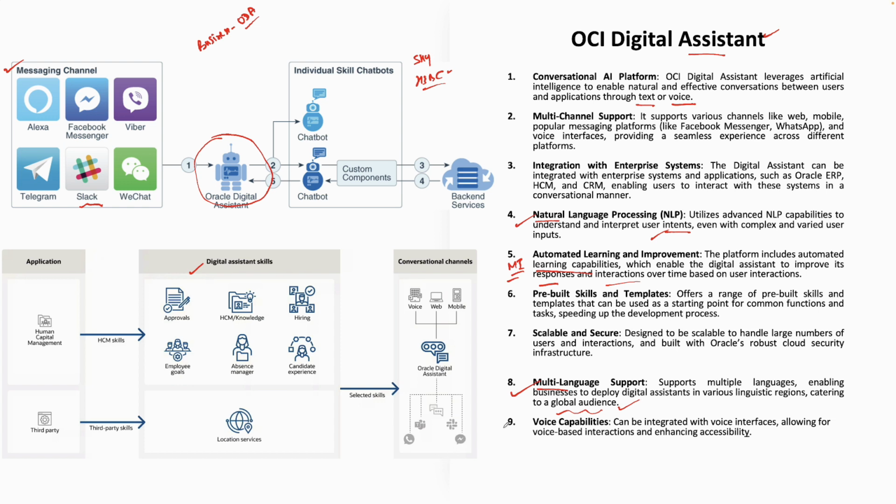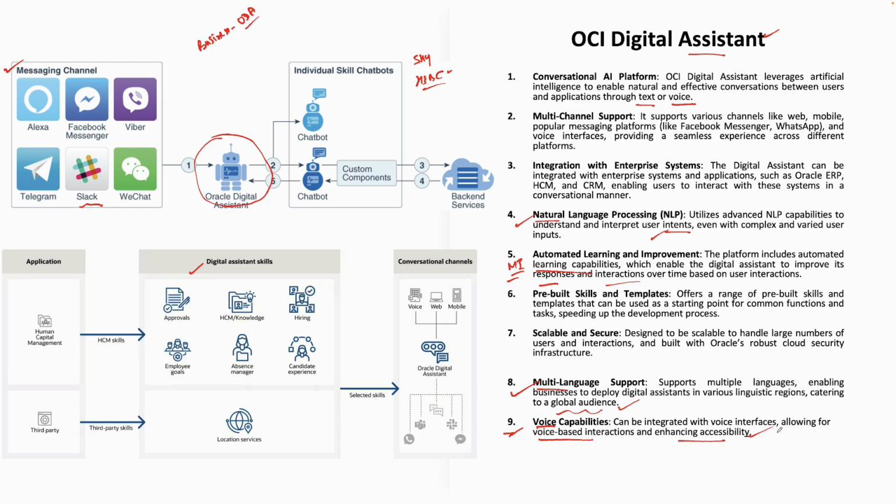And a very important point, people think that you can only interact with the digital assistant using text, like just saying, hey, I'm interested in this thing, right? But it does have voice capabilities, remember that. And it can be integrated with voice interfaces, right? As I said, you could be initiating from Facebook Messenger, from Alexa, from Viber. You can integrate with voice interfaces, which allows voice-based interaction and enhanced accessibility, right?